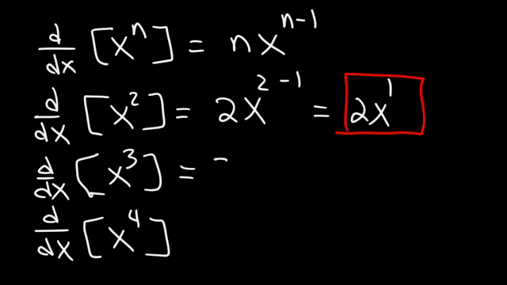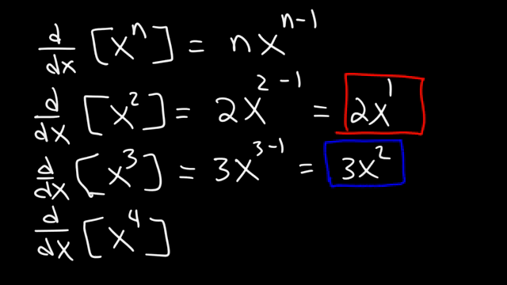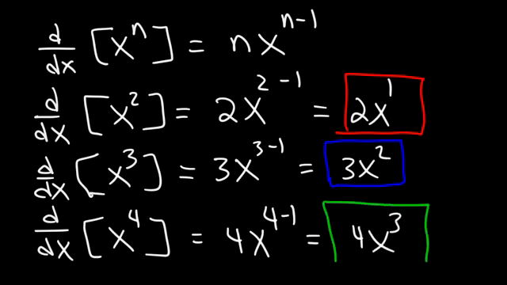So in this case, n is 3. So it's going to be 3x to the 3 minus 1, or 3x squared. Now for the next example, n is 4. So it's going to be 4x raised to the 4 minus 1, or 4x cubed. And so that's how you could use the power rule to find the derivative of a function.